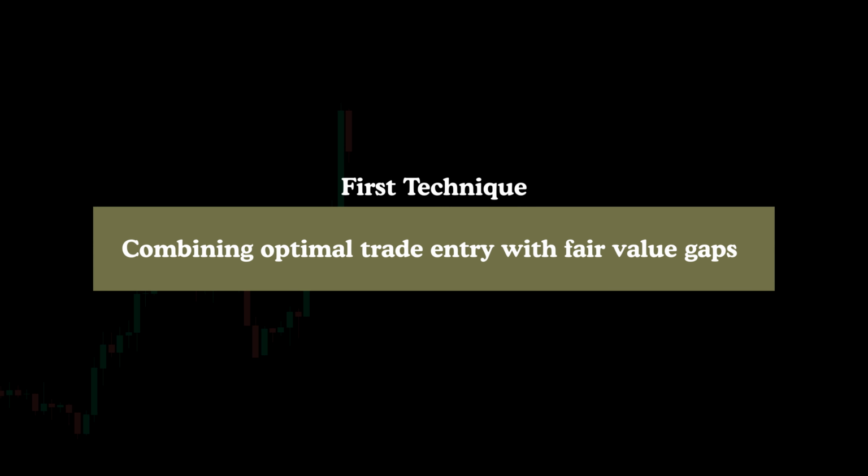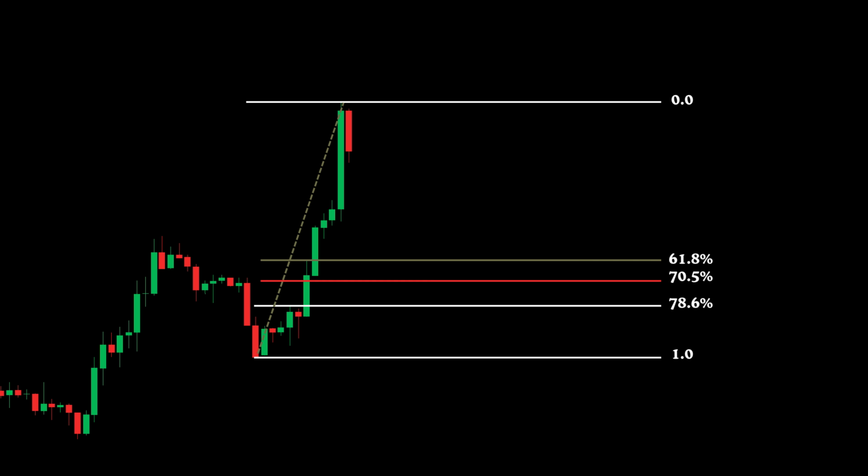Let's start by combining optimal trade entries with fair value gaps. There's a clear uptrend here, and we are waiting for a pullback to take a long entry at a better price. If the price drops below this level, the entire uptrend is questioned, as it suggests that bearish momentum has strengthened. Now, here's our correction range.